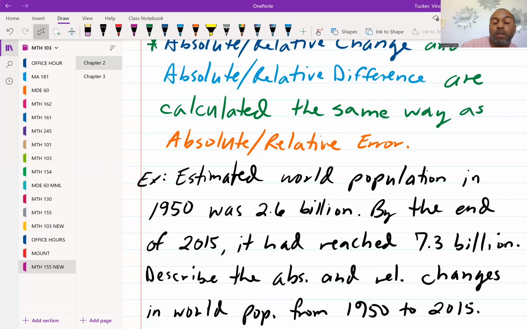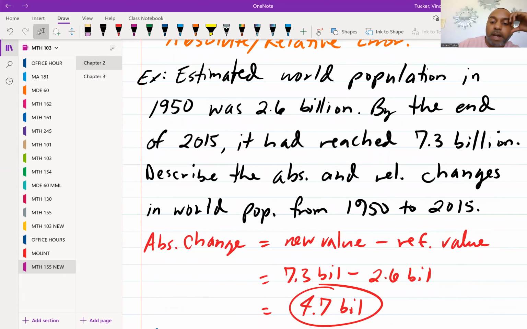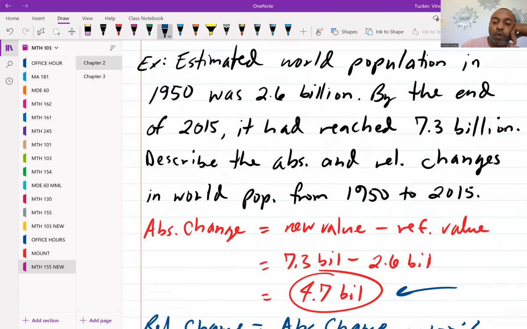All right, scrolling up. So we're going to calculate the absolute change by taking our new value and then subtracting the reference value, or the old value, from it. So in 1950, we had 2.6 billion. In 2015, we had 7.3 billion. So 2015's count is our new value. And then the reference value, the old value, is 2.6 billion. So the absolute change is 4.6 billion. 7.3 minus 2.6.